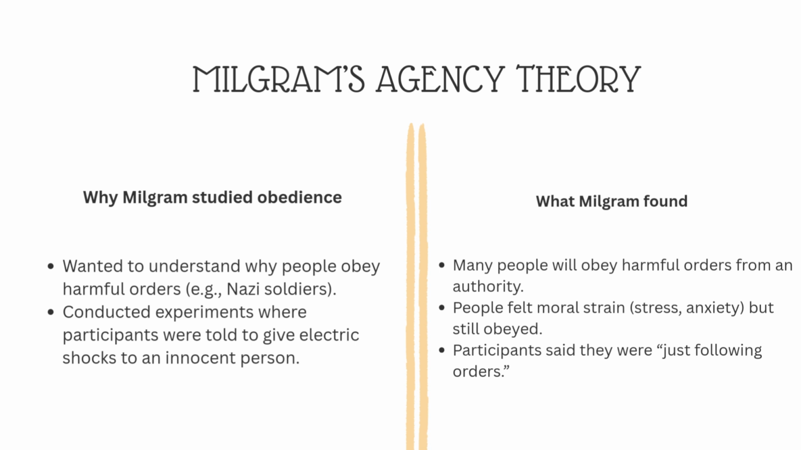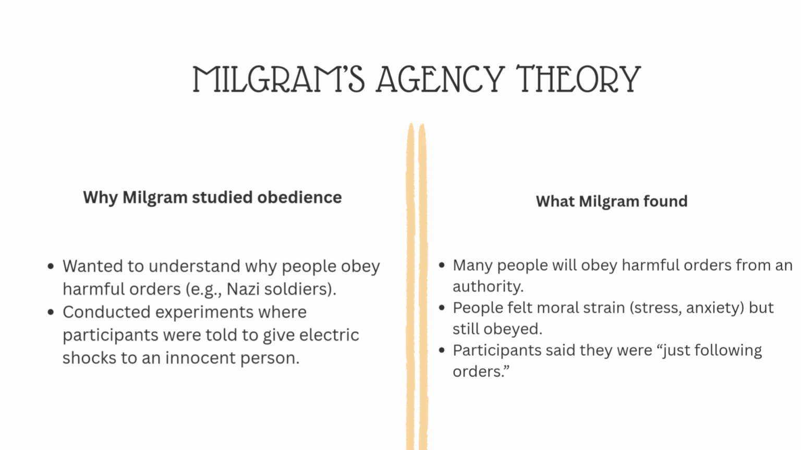Milgram's agency theory. In this topic, I will talk about why Milgram studied obedience and what he found. He wanted to study obedience because he wanted to know why people would obey harmful orders. So he conducted an experiment to give instructions to participants to shock an innocent person.